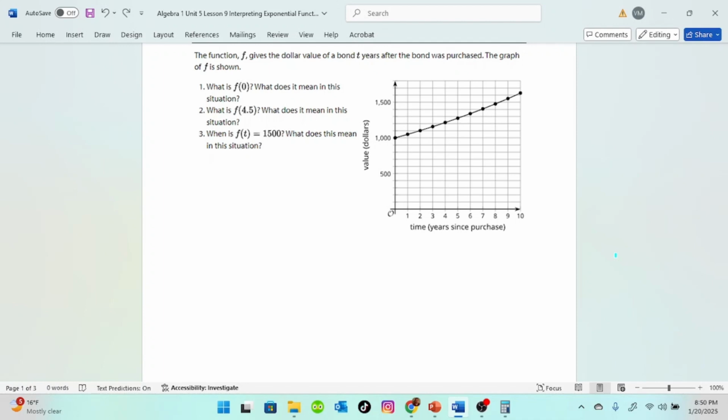So the first thing I want to point out are the numbers in parentheses.